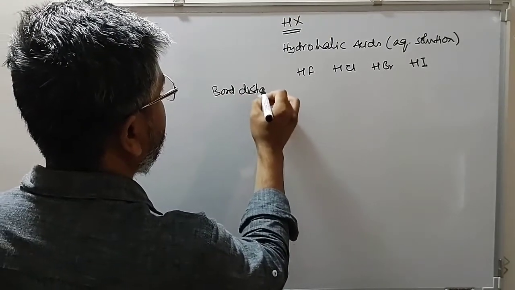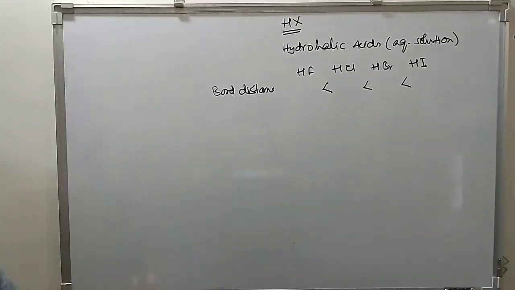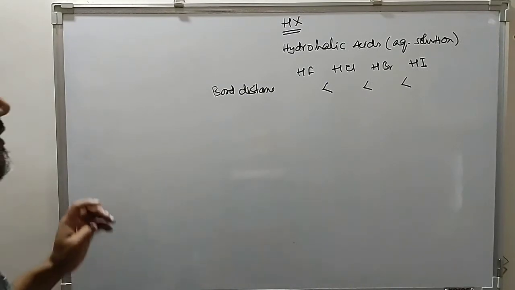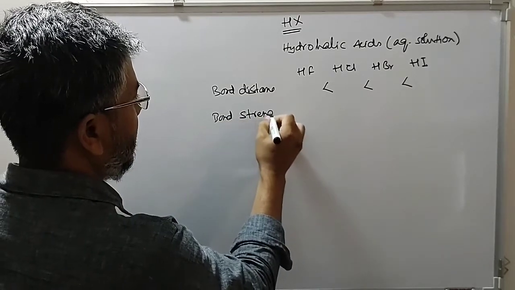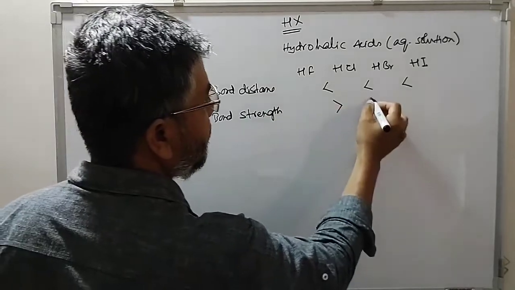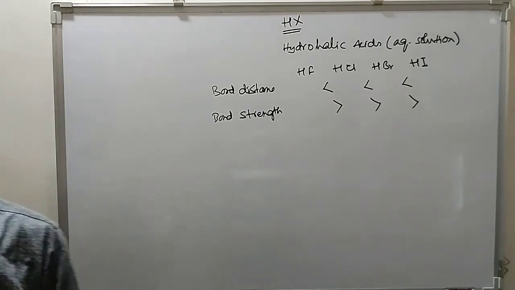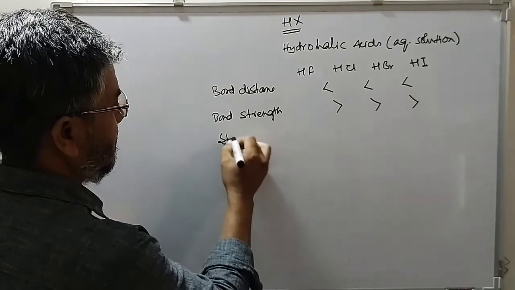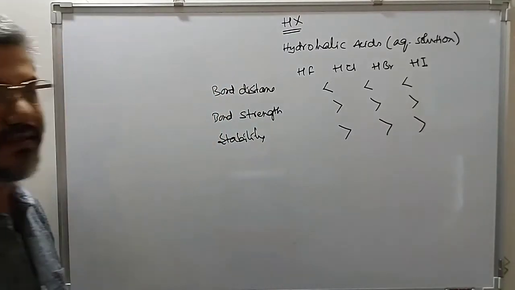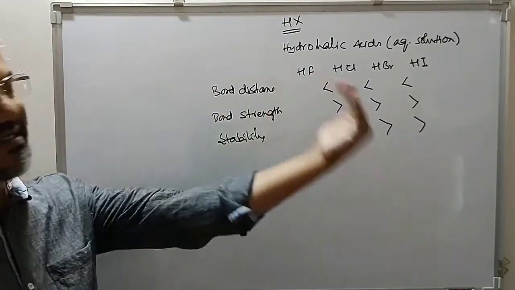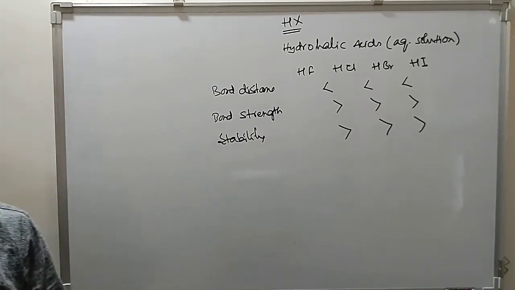Bond distance increases from HF to HCl to HBr to HI. If the bond distance increases, bond strength will decrease. Bond strength: the strongest bond is HF, weakest is HI. Now as the bond strength decreases, stability will decrease. So HF is the most stable and HI is the least stable. Now as the bond distance increases, bond strength decreases, and the tendency to break the bond increases.